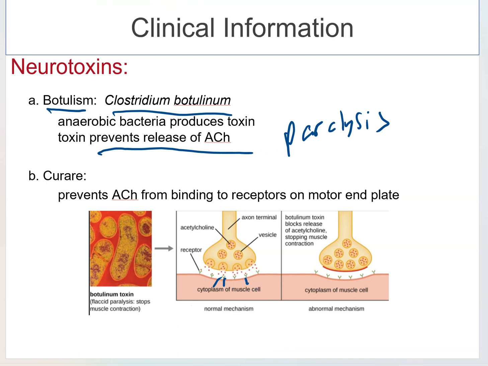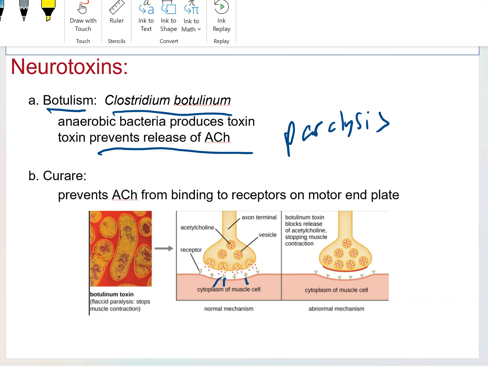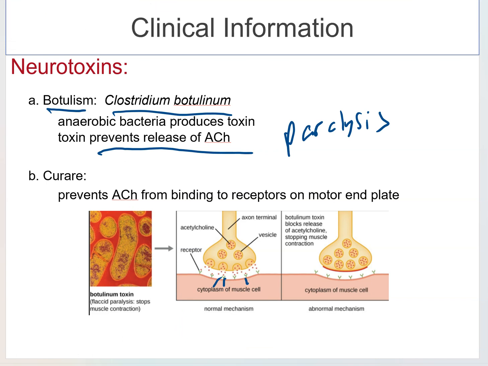Now, if we look at curare, another neurotoxin, it has a slightly different mechanism. So curare prevents acetylcholine from binding. When we looked at botulism, we said that you basically don't release the acetylcholine. Well, in curare, you release it, but this one would actually block those receptors. It plugs them up. So it's the same result, paralysis, slightly different mechanism. This one, acetylcholine is released, but it doesn't bind. So curare is in like these poison frogs in the Amazon. So it's a poison that basically would cause paralysis.